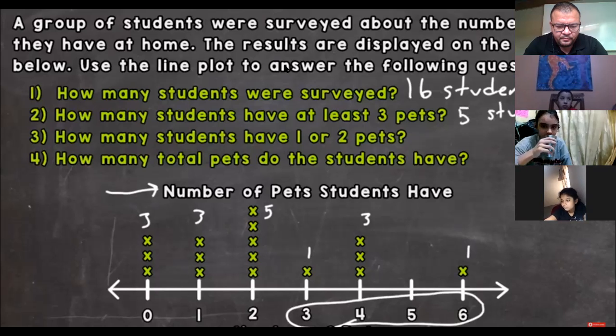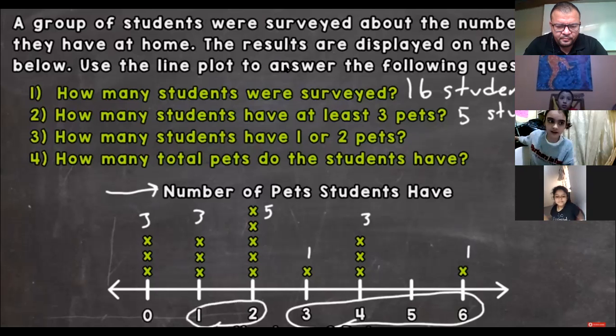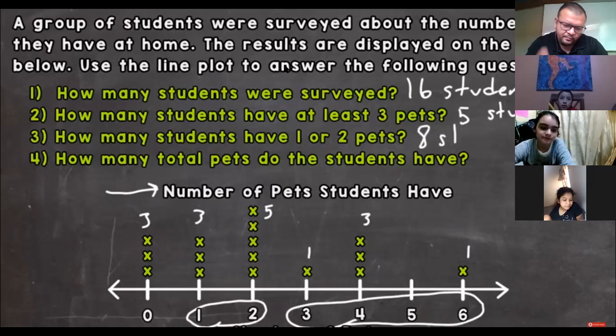Number 3, how many students have 1 or 2 pets? So we need to take a look at this portion of our line plot, 1 or 2. So 3 students have 1 pet, and 5 students have 2 pets. So that's a total of 8 students.